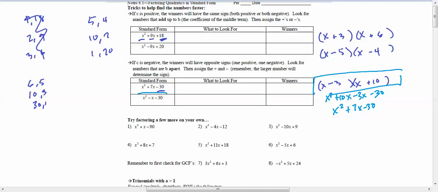Cool? I'm only foiling it just to check my work. That's why you guys got to get good at foiling. All right. Next, let's try this one.